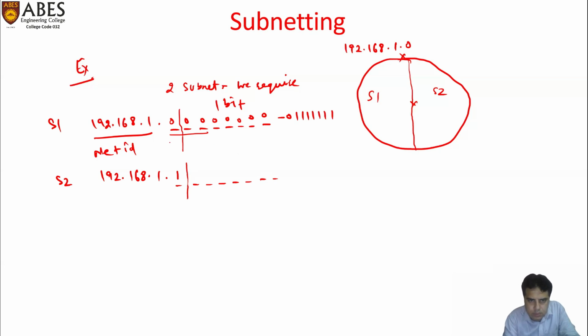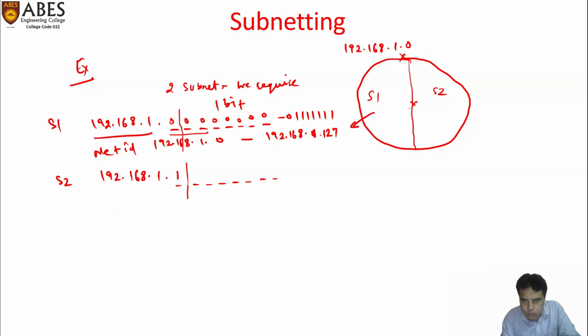The first address is 192.168.1.0. The last address is 192.168.1.127. So for this subnet, this is the range.